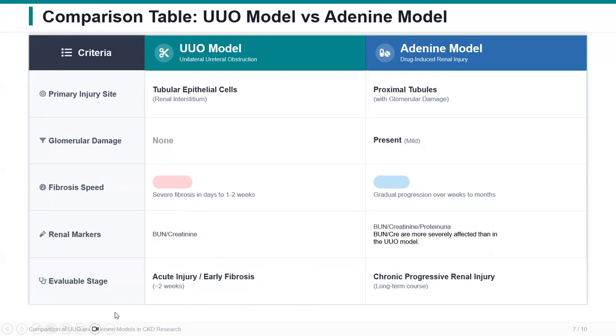Evaluable stage: the UUO model targets the acute injury, early fibrosis phase up to 2 weeks. And the adenine model is more for long-term chronic progressive renal injury.